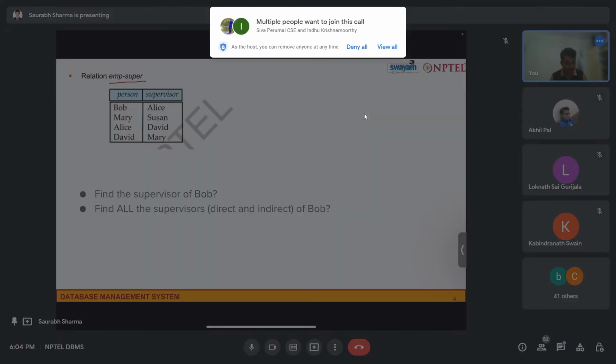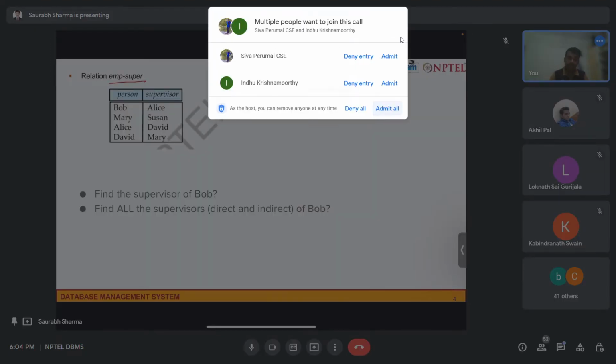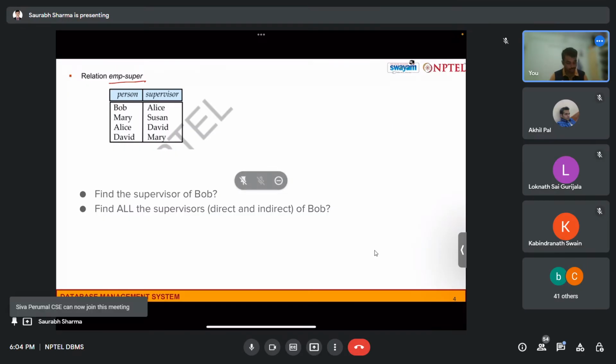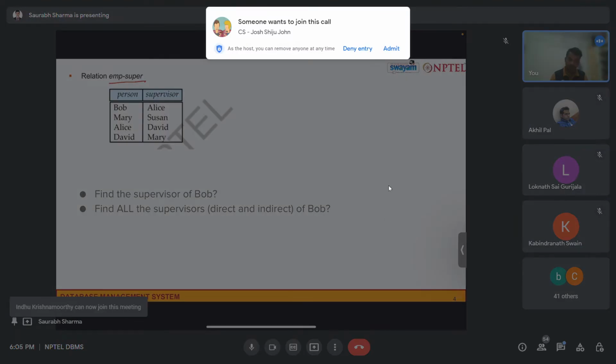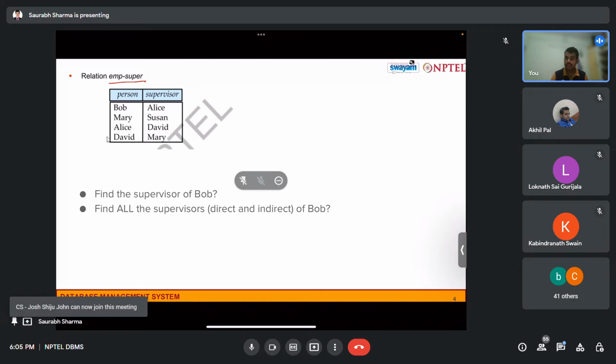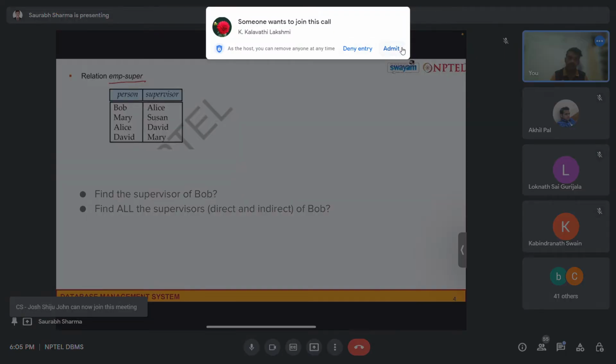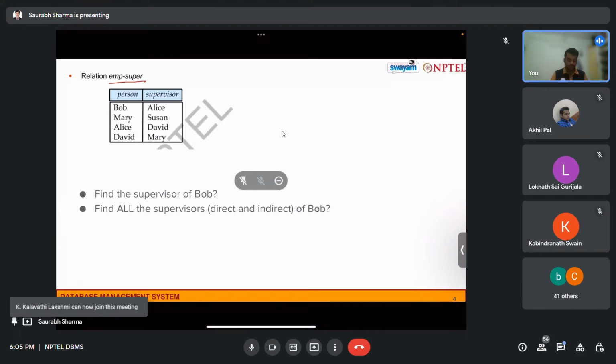We have four tuples in this instance. Bob is supervised by Alice, then Mary is supervised by Susan, then Alice is supervised by David, then David is supervised by Mary.